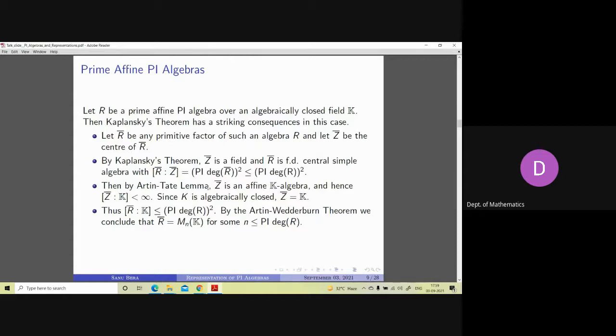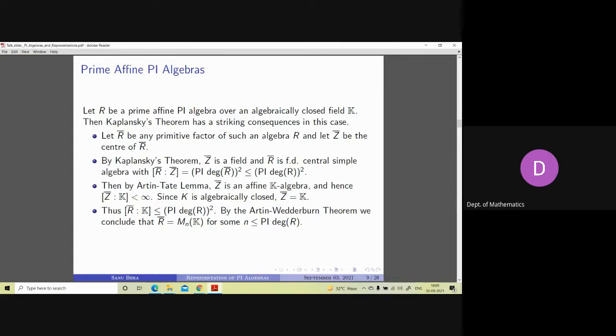Where are you applying the Hilbert-Nullstellensatz? You are saying that Z bar is affine, okay? We have used Artin-Tate lemma to claim Z bar is affine, but we have used Hilbert-Nullstellensatz to prove that this is finite dimensional. Z bar is of course finitely generated over K, right? Which means that Z bar is affine over K.